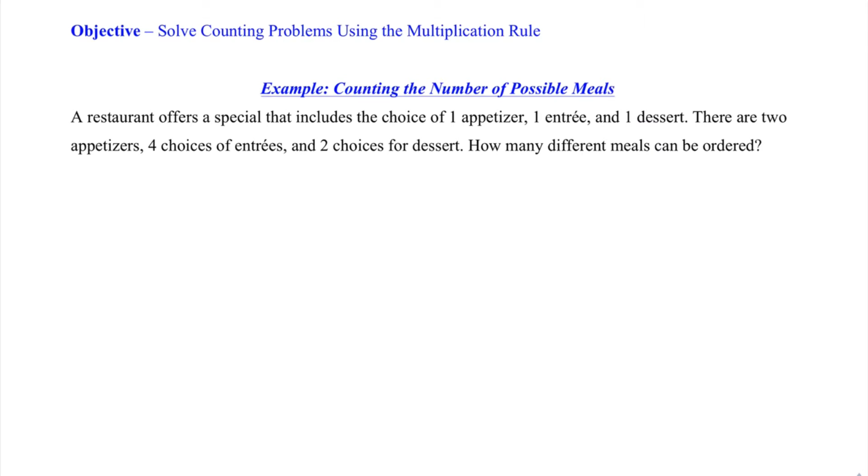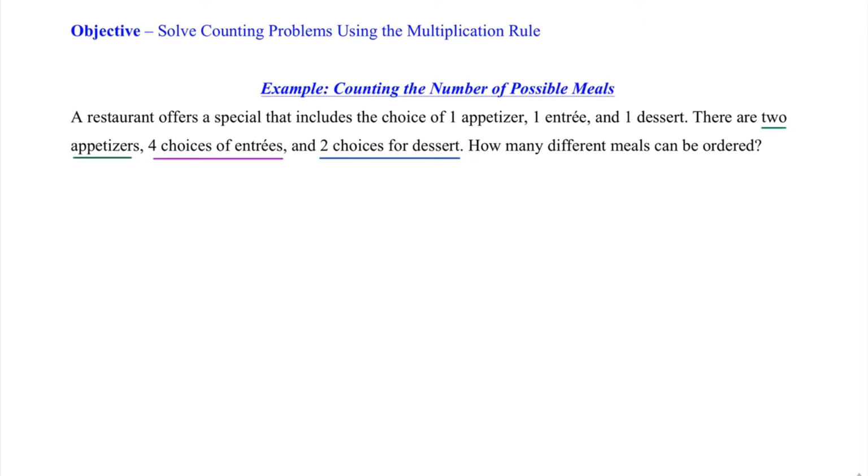We're told a restaurant offers a special that includes the choice of one appetizer, one entree, and one dessert. There are 2 appetizers, 4 choices for entrees, and 2 choices for dessert altogether. So, how many different meals can be ordered? We like this type of question because this is what a lot of marketing ideas use. Different restaurants will advertise how many different meals you can get, and it's really just a manipulation of specific items within each meal.